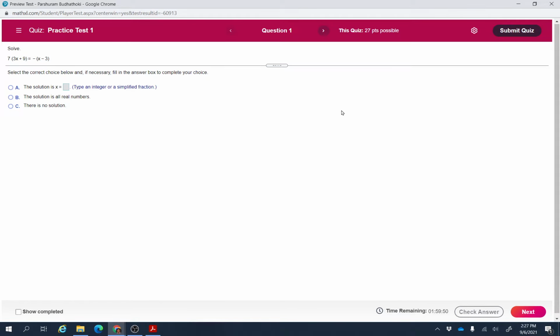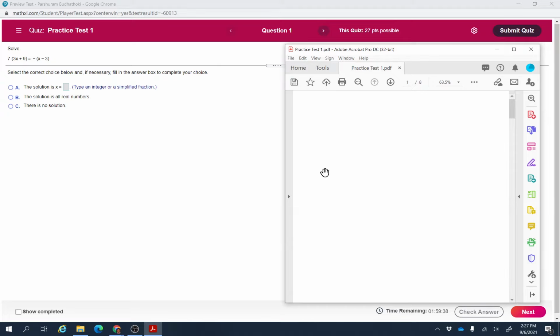Okay, so we're going to do practice test 1. There are 27 questions, but I'm going to do only non-repeated questions, okay? The first question is solve this. This is a linear equation.